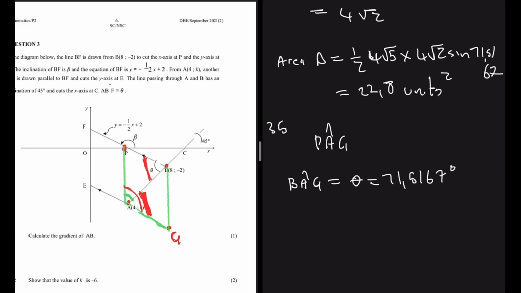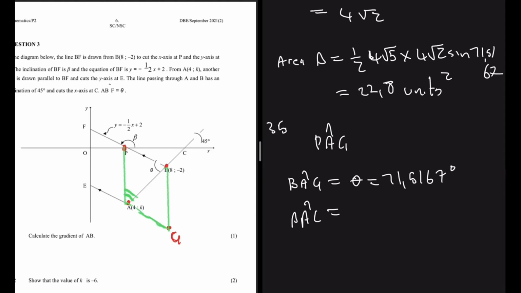We can then look at angle PAC. So let's have PAC here, right? Let me just erase the information for angle BAG so that we can pay our attention to PAC. So PAC is this one that is left in green right now. So PAC will be equal to 45 degrees. Why am I saying so?